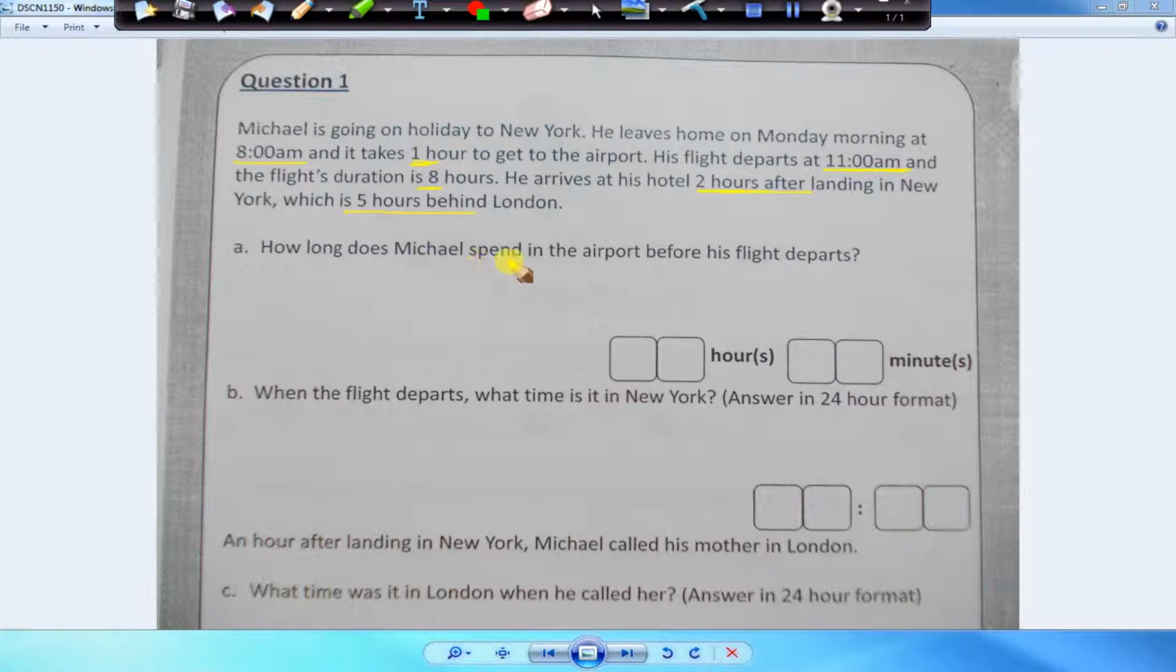Okay, let's have a look at this question. Now, he leaves at 8 o'clock home and takes 1 hour to get to the airport. So what time does he arrive at the airport? 9 o'clock. 9 a.m. he's at the airport. Hang on a second. At the airport. What time does his flight start? 11 a.m. And the question is asking us, how long does he spend in the airport? So 11 a.m. is the flight goes. So between 9 o'clock and 11 o'clock there is how many hours? 2 hours, 0 minutes.